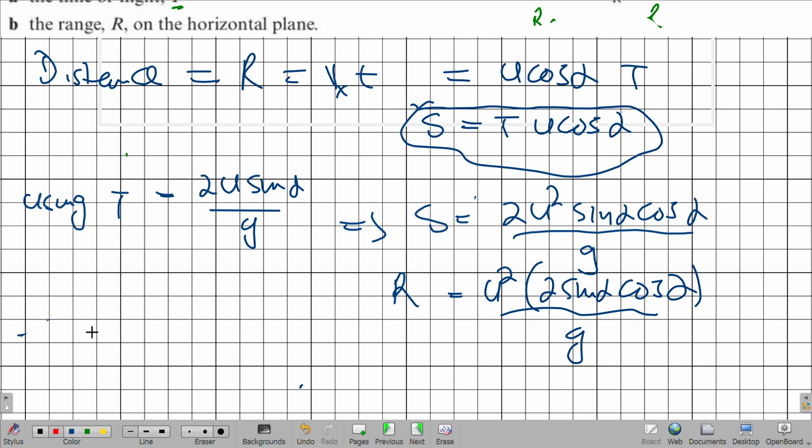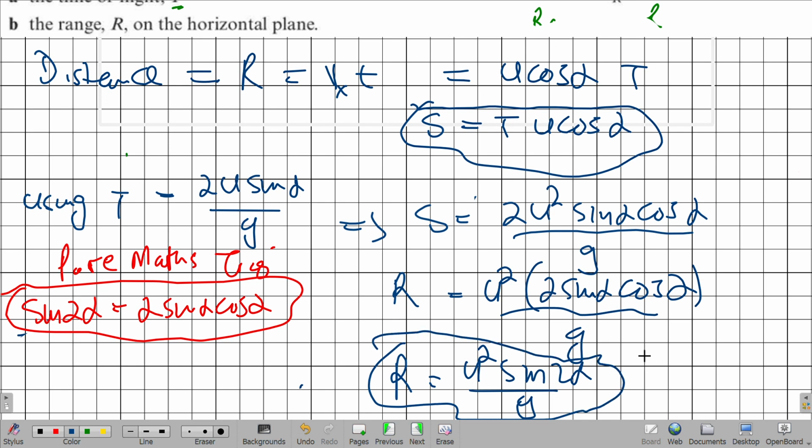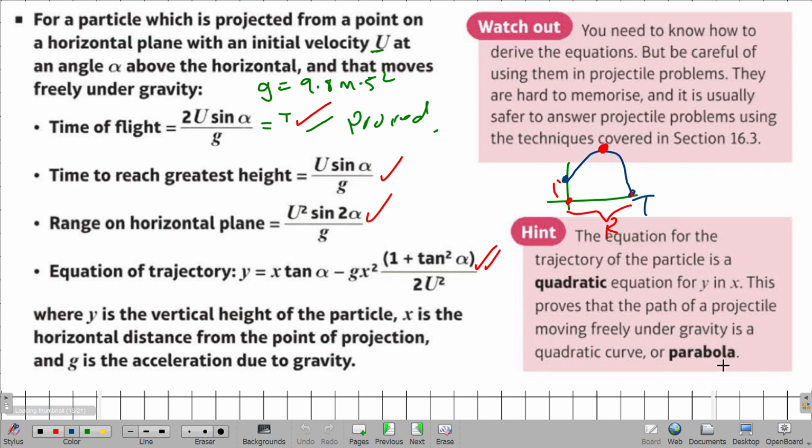And since you have done double angles, you realize that sine 2 alpha is equivalent to 2 sine alpha cos alpha. You do this at some point in time in trig. So as a result, we get to a point where we say R is equal to u squared sine 2 alpha over g. Proved. As you can see, this is the formula that is calculating range.